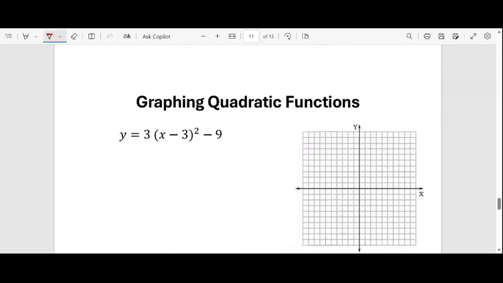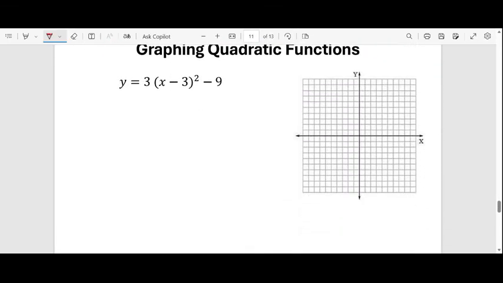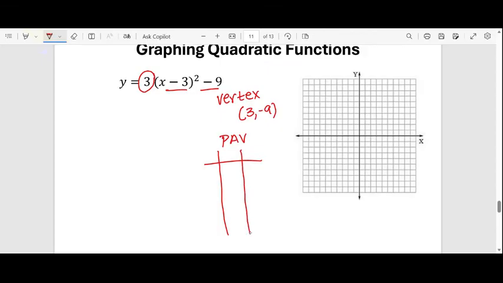All right, we've got just a few more here. This one, your vertex is going to be +3, -9. Then your pattern about the vertex table will have an x squared, and then your coefficient, which I just circled as 3x squared. So x squared, and 3x squared.